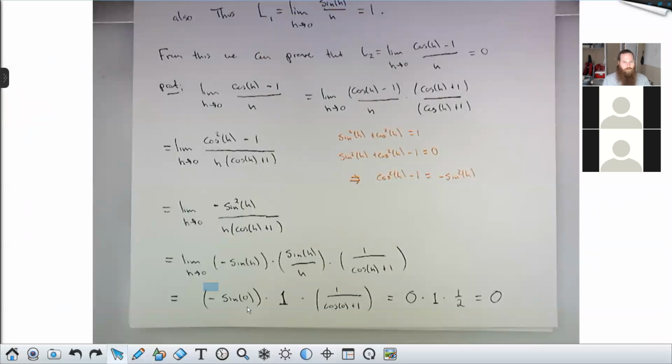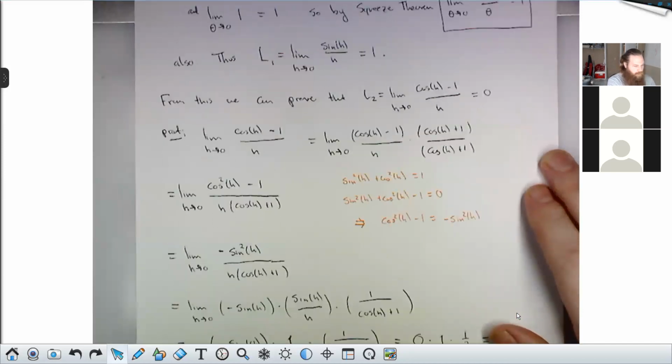But yeah, sine of 0 is 0 and cosine of 0 is 1. So this piece is 1/2, this piece is 0, this is 1, so you get 0 times 1 times 1/2, which is 0. So this guy really is 0, as I claimed. And that's your other special trig limit that you need to remember.